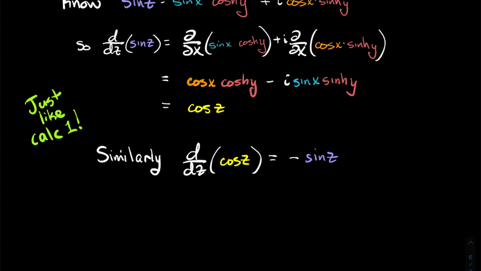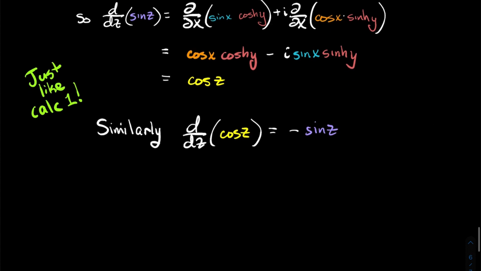They still satisfy those same derivative rules. So even though I'm trying to emphasize that these aren't the same sine and cosine from Calc 1, they still satisfy the same properties. So in some ways, I'm trying to say to you that we've really just extended the definition of real cosine and real sine to the complex case.